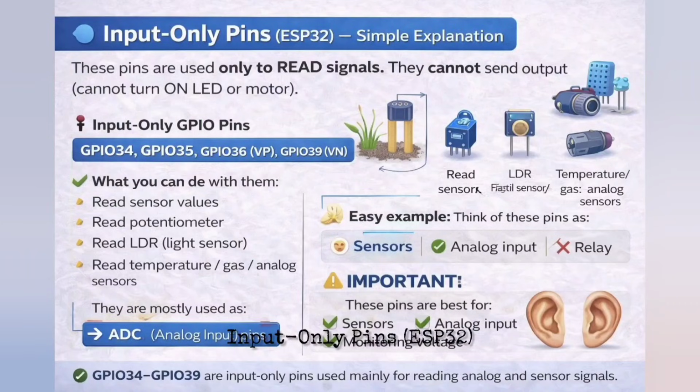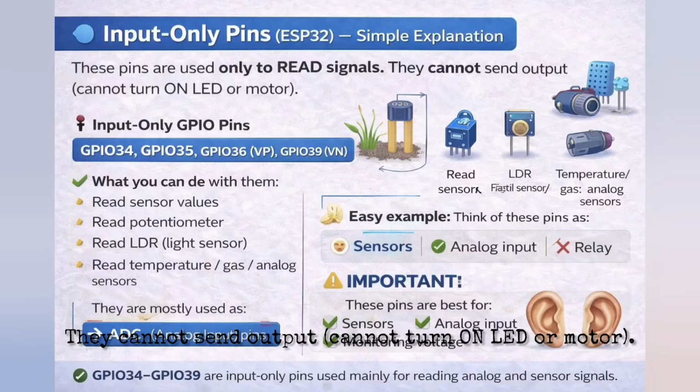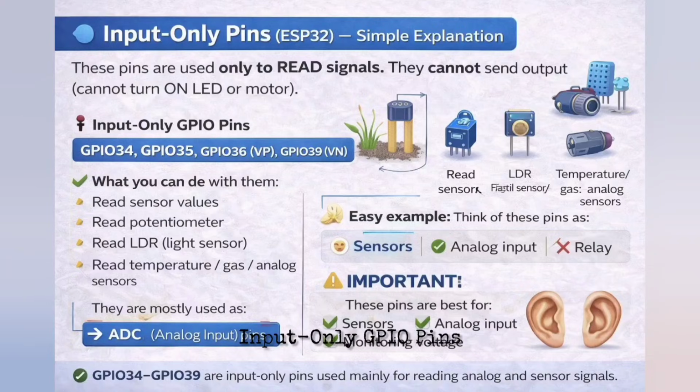Input only pins, ESP32. These pins are used only to read signals. They cannot send output, cannot turn on LED or motor. Input only GPIO pins: GPIO 34, GPIO 35, GPIO 36, VP, GPIO 39, VN. What you can do with them? Read sensor values, read potentiometer, read LDR, light sensor, read temperature, gas, analog sensors. They're mostly used as ADC analog input pins.